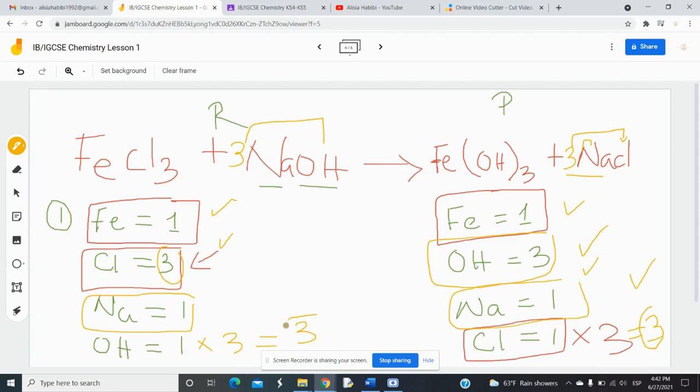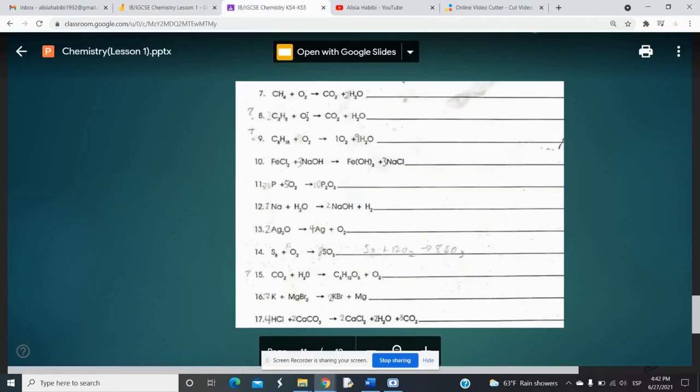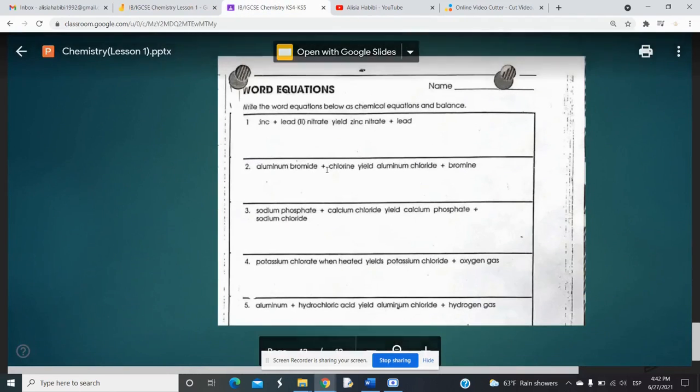So eventually, guys, this means that the chemical equation is now balanced. Your final result is FeCl3 plus 3 NaOH gives us Fe(OH)3 plus 3 NaCl. All right, guys, in the next one, we're going to be looking at how to interpret word equations into chemical equations.